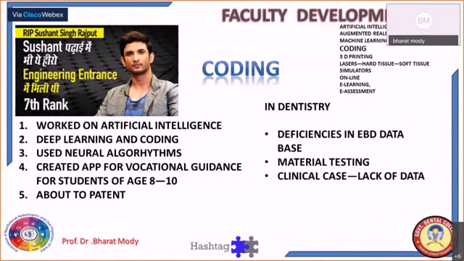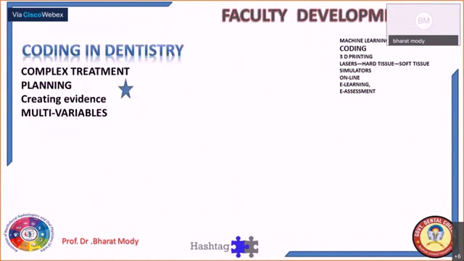But unfortunately, today, whatever data is available is only of the material. Which material is better? Silver amalgam is better, composite is better, or a combination of GI and composite is better. That testing is all there, all data is there. You can use evidence based. But for a clinical case, you have got nothing. So it doesn't give you any guidance of how to use it.